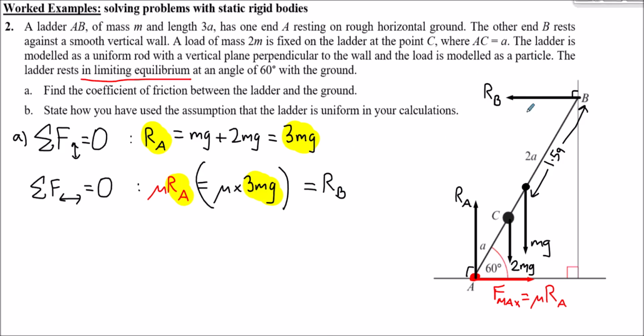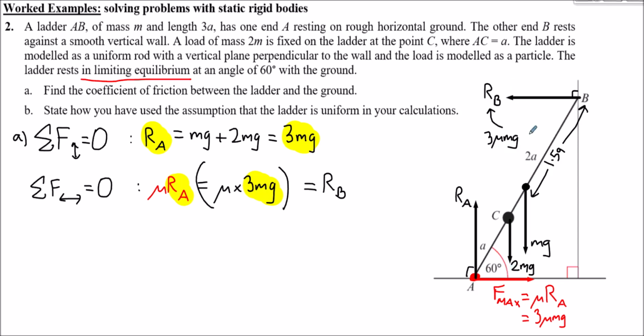So what I could choose to do here is I could say that the reaction at B is actually mu times 3mg. It's 3 mu mg, which is the same as the maximum friction down here. It's one and the same thing. It has to be that way because it's equilibrium. This force to the right has to be equal and opposite with this force to the left.